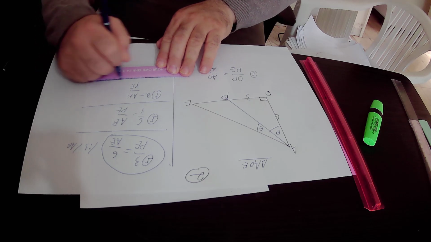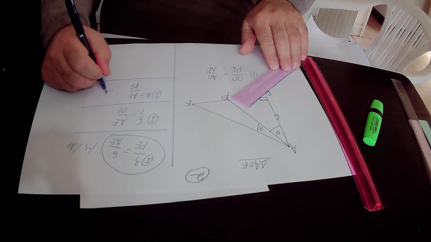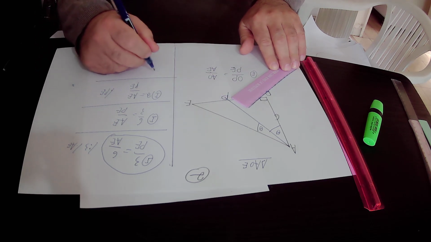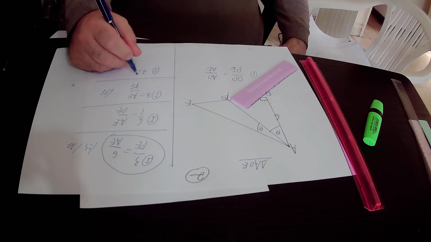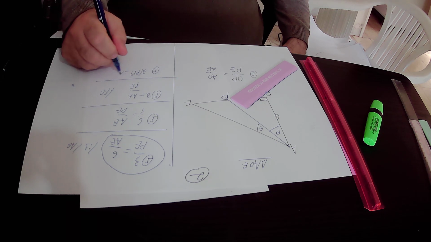Here we will multiply this equation by PE, and we will get that according to equation number 1, 2 times PE equals AE.